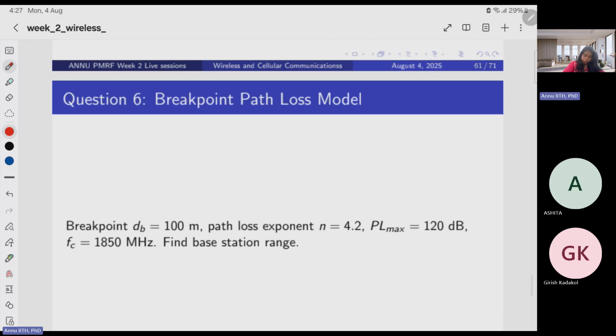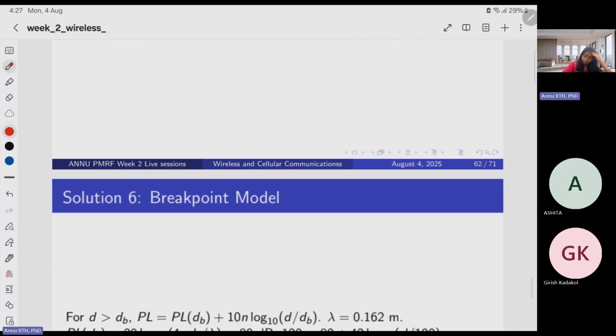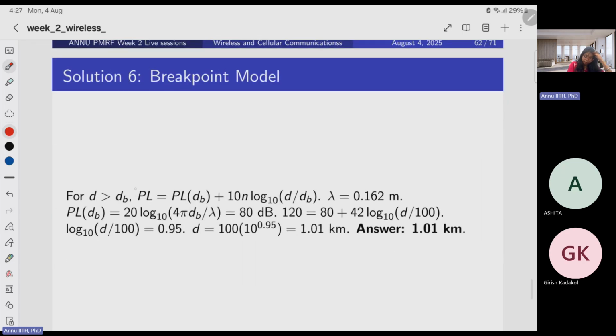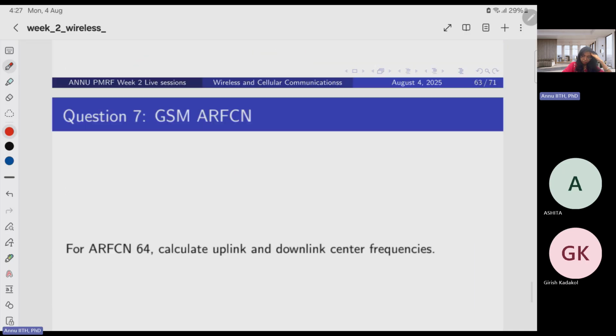Breakpoint path loss model. If we have this breakpoint path loss model, we saw it in one of the slides. The path loss exponent is n equals 4.2. Path loss maximum is 120 dB. For the base station range, we know from the formula that path loss is equal to the path loss at the reference distance in dB, baseline path loss model, plus 10 n log10 d by d0. If we calculate with lambda, you will get this. So the answer is this, it is just a calculation.